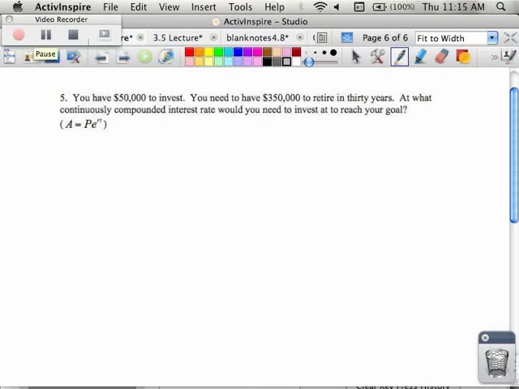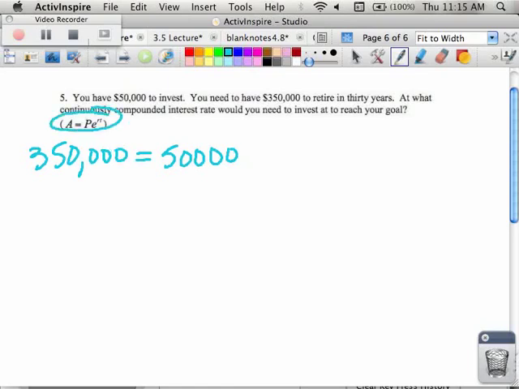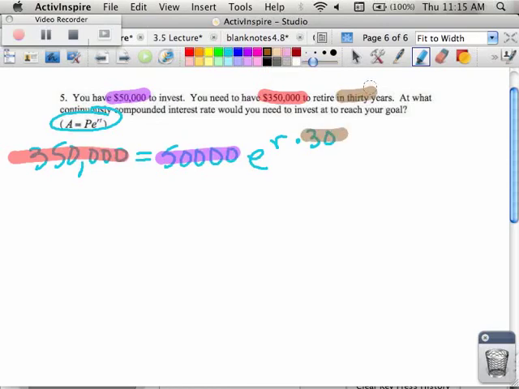All right, and number 5, very similar to number 4. You're investing $50,000. You're going to compound it, and you need to have at the end of your investment $350,000. And we know that we're going to do this thing continuously, so we're using this formula. So that's e to the RT, and we're looking for our rate, and we only have 30 years. Our 350,000 is how much we want in the end, the amount we're investing is 50,000, and our time is the 30 years.